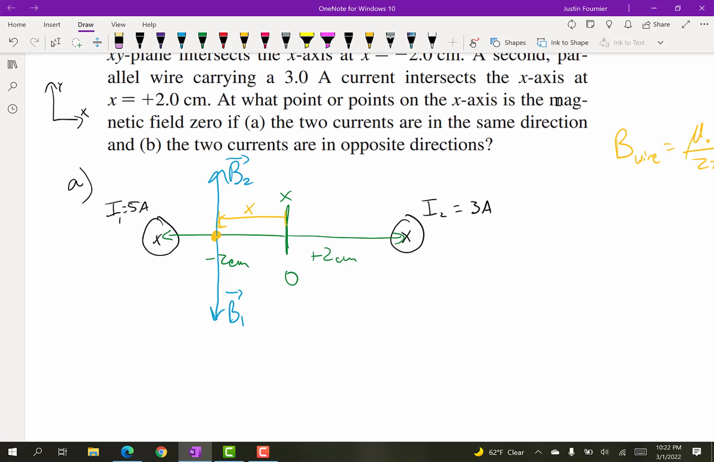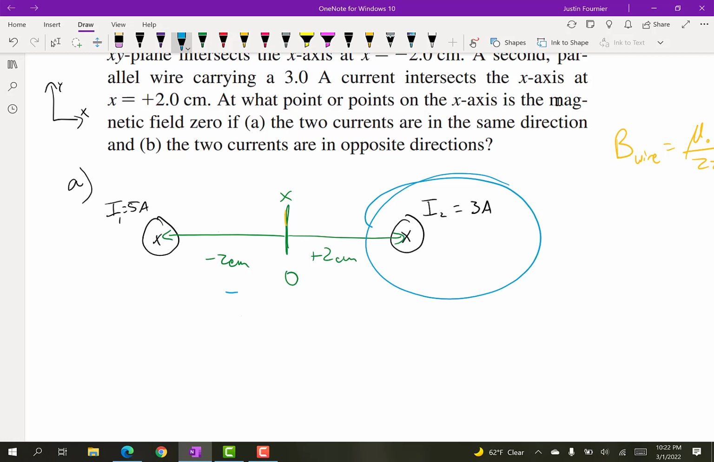And there, I'm already realizing I put this in the wrong position. Sorry. I'd want to be closer to this one because it has less current. My mistake, I apologize. Hope I didn't throw you for a loop there. So this is going to be now X, like that. So let me do this again.